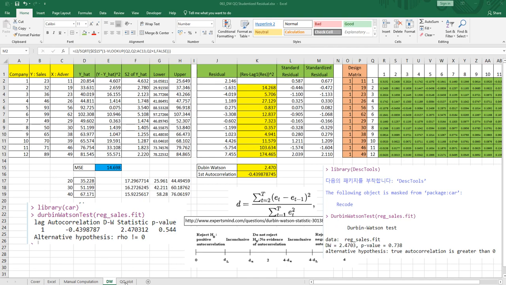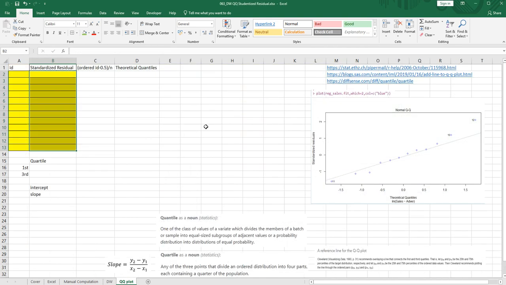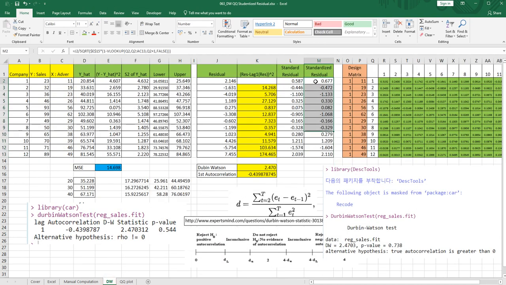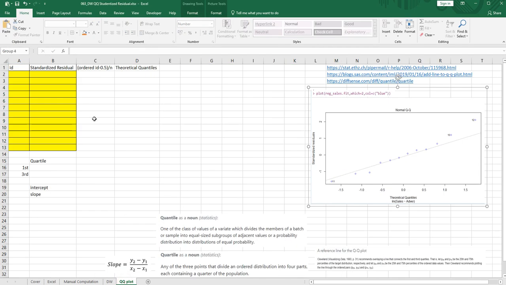Okay, move on. QQ plot. QQ plot is a visualized way to see whether the data has normal distribution. So we want to check that the standardized residual has normal distribution in this way. So let's move on to this spreadsheet and let's copy and paste here.